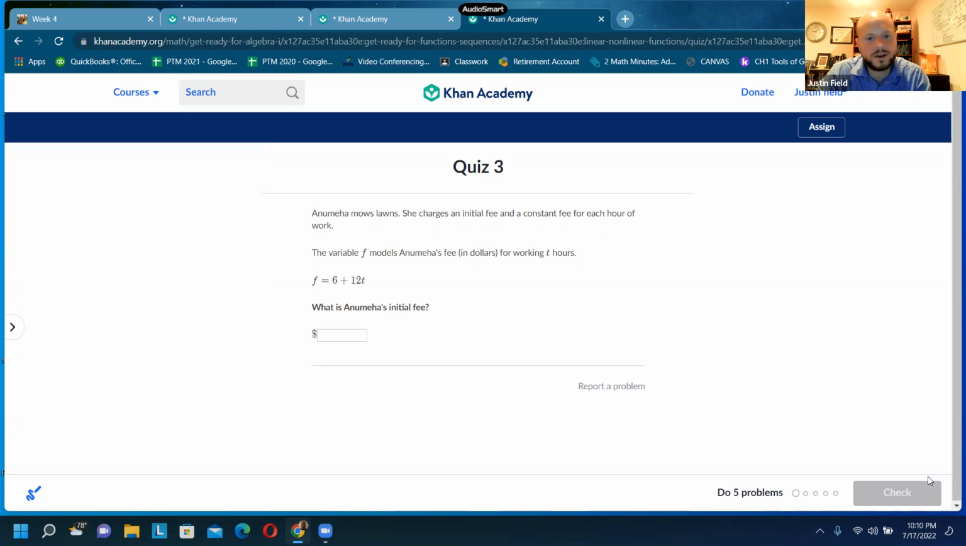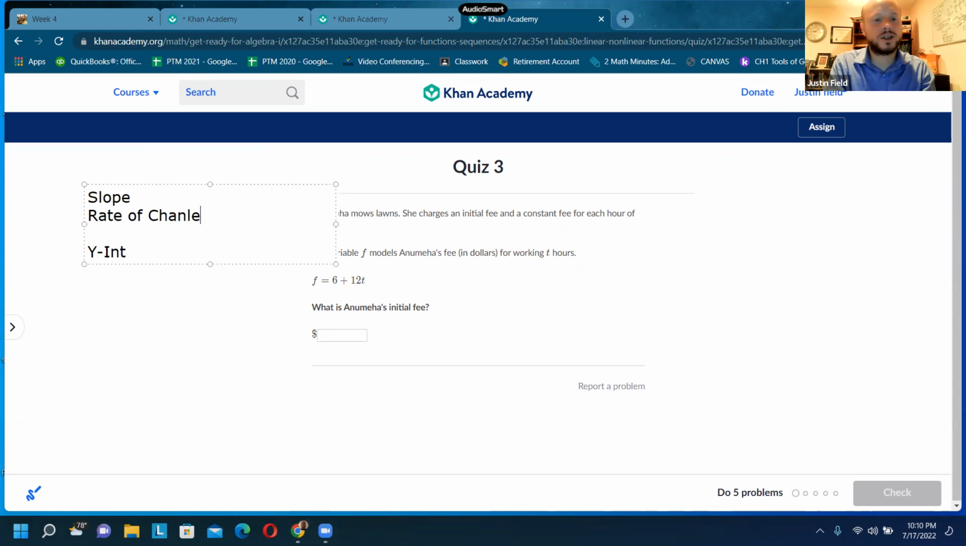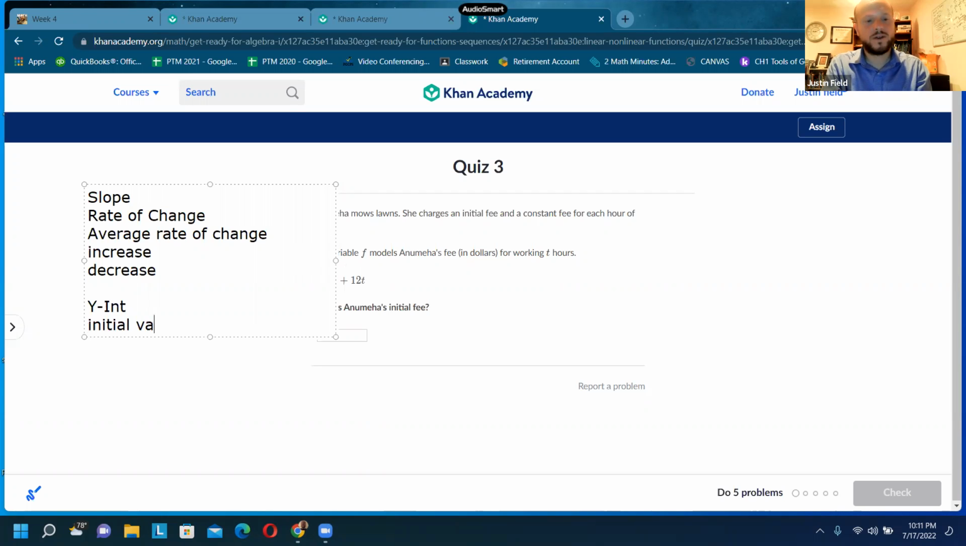This is very important: the initial value. So we have 2 things in linear equations. We have the slope and we have the y-intercept. It's important for you to know that the slope is a rate of change. It could be called the average rate of change, the increase, or the decrease. The y-intercept is the initial value, the starting amount, the beginning.